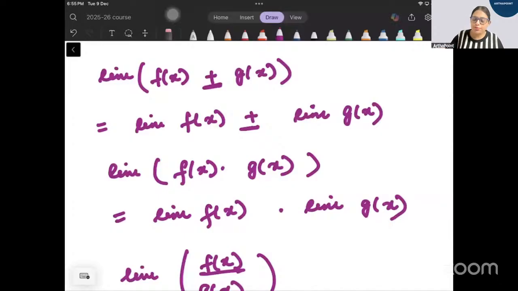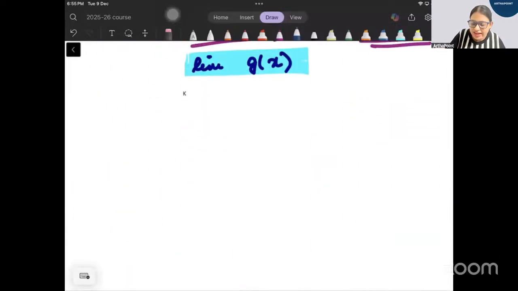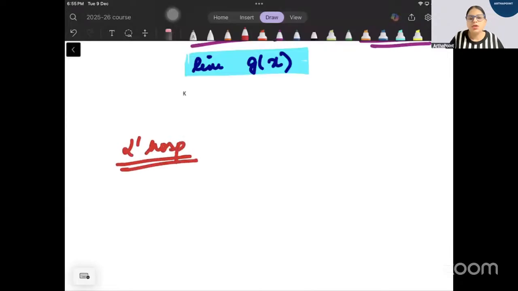Another thing which you have to remember is the L'Hopital rule. Then I'll give you some questions. L'Hopital rule says that there are some indeterminate forms.